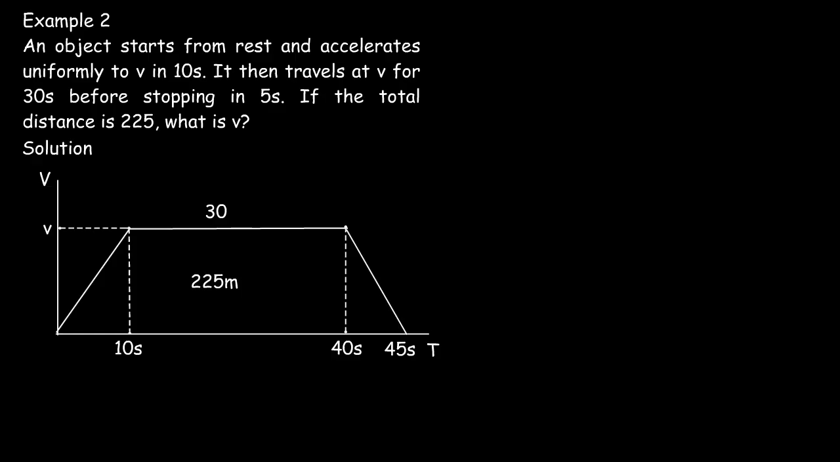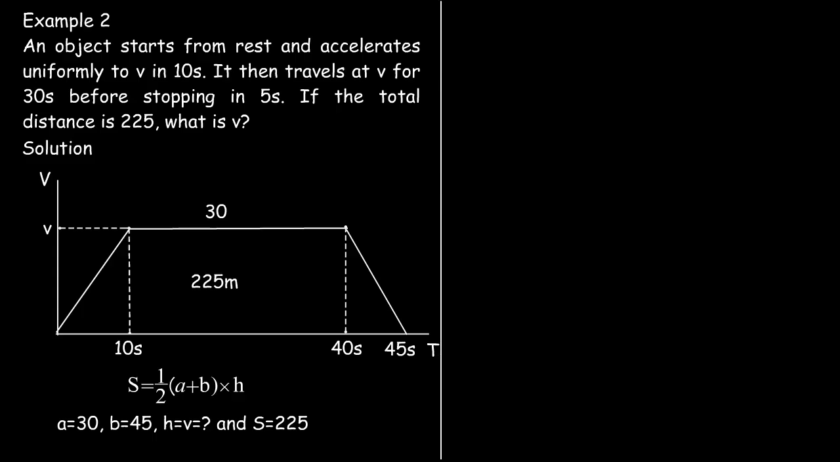Now for distance, we know that our distance will be the area of the shape, so s is equal to half (a plus b) times h. a is equal to 30, as you can see, b is equal to 45, and h is equal to v, which is unknown, and our s is equal to 225.